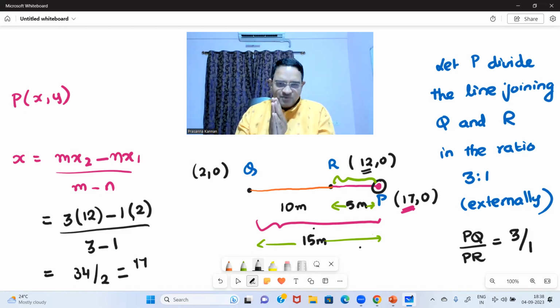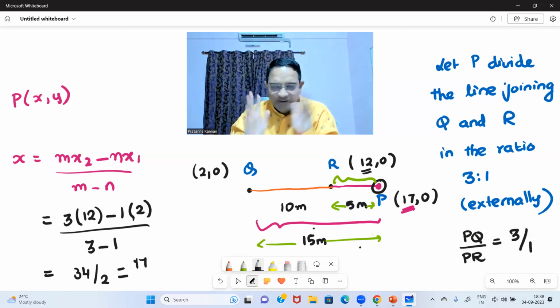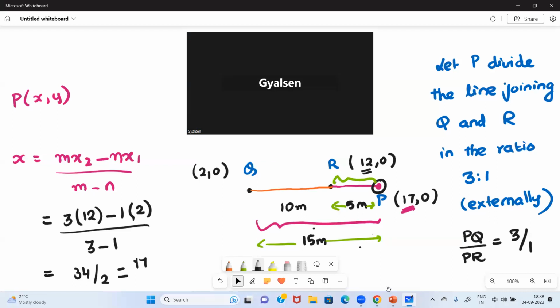So external division is very simple. The point which is dividing that line segment is lying outside the line segment. Correct? Along the same line, right? But it lies outside. When I say internal division, it means that the point P which I'm talking about, which is dividing the line joining Q and R, is in between Q and R. Is it clear to you now? Yes. Good. So now we'll move on.